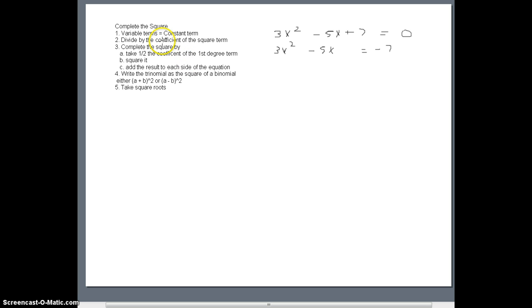The next step, divide by the coefficient of the square term. When we divide by the coefficient of the square term, always use fractions, do not use decimals. The coefficient of the square term is 3. Since 3 does not divide 5 evenly, leave that as a fraction. Likewise, leave -7/3 as a fraction.